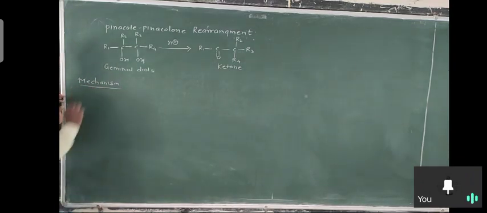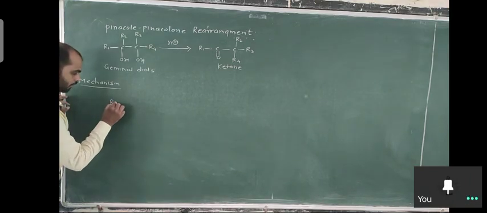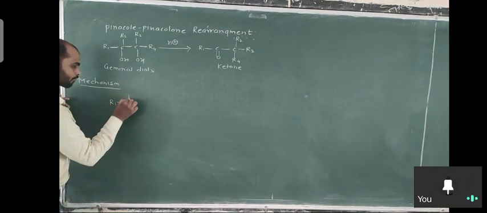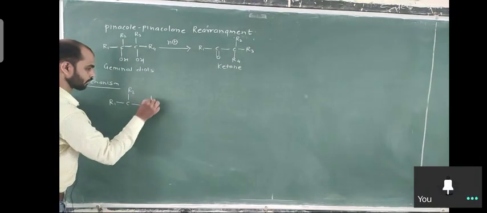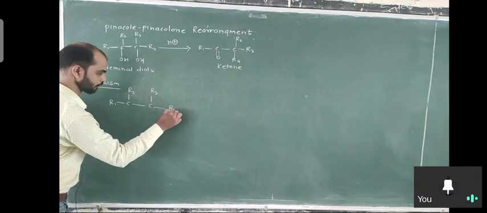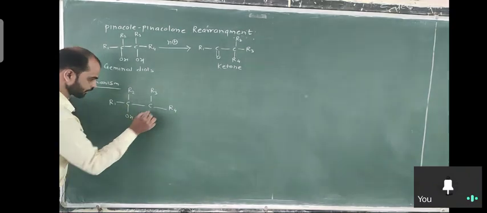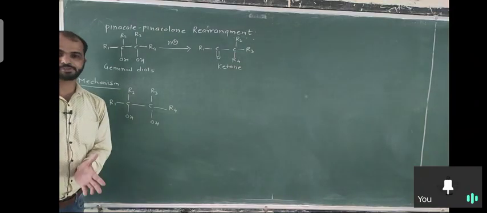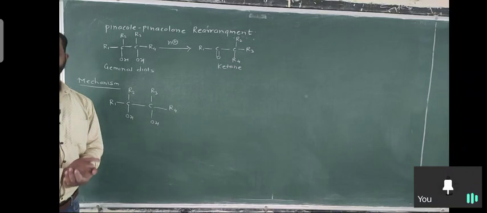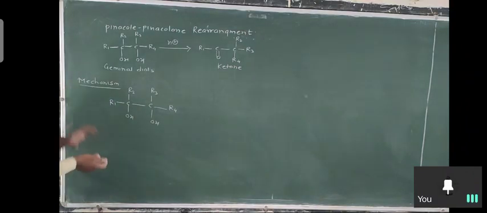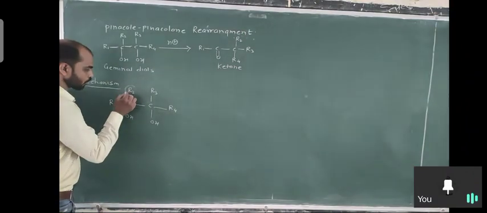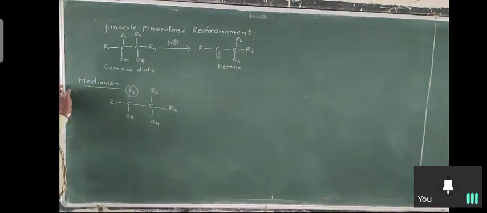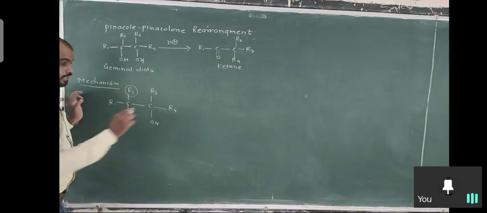So what is the mechanism? Here we take the same reaction, R1, R2, R3, R4. Here is the OH, here is the OH. First of all, see which group is migrated. After you finish this rearrangement, you will understand which group is migrated, which group has more migratory aptitude. Suppose R2 has more migratory aptitude. If R2 has more migratory aptitude, the first step is protonation.